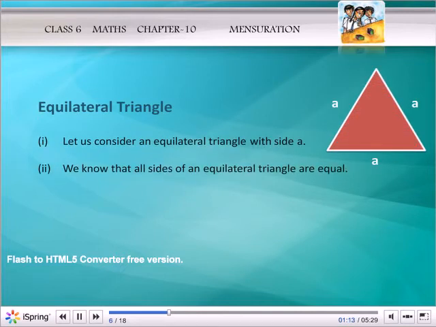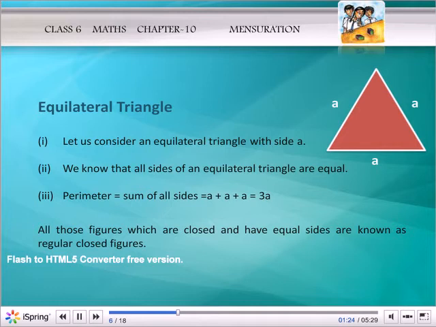We know that all sides of an equilateral triangle are equal. Perimeter is equal to sum of all sides, A plus A plus A, which is 3A. All those figures which are closed and have equal sides are known as regular closed figures.